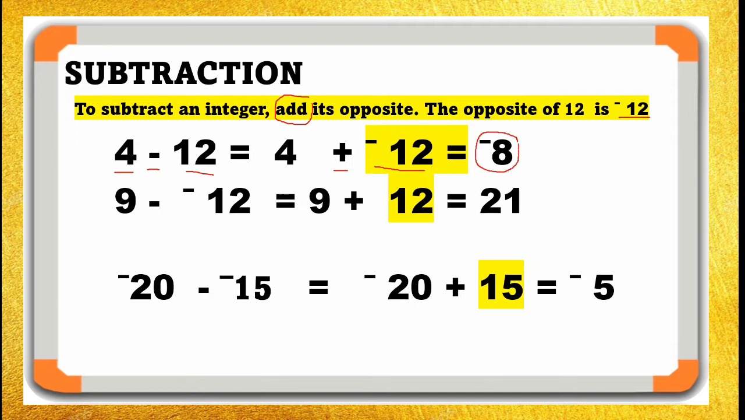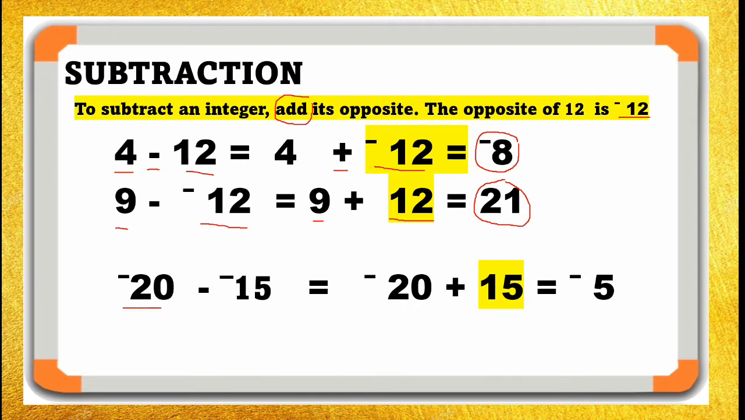So we have here unlike signs, so we are going to subtract 12 and 4. Okay, next, 9 minus negative 12. Now, the opposite of negative 12 is positive 12. So, 9 plus 12 equals 21. Here, you add because they have like signs. They are all positive.